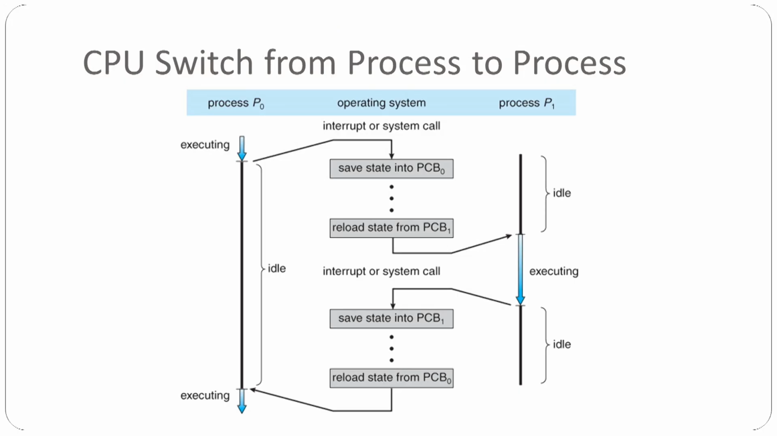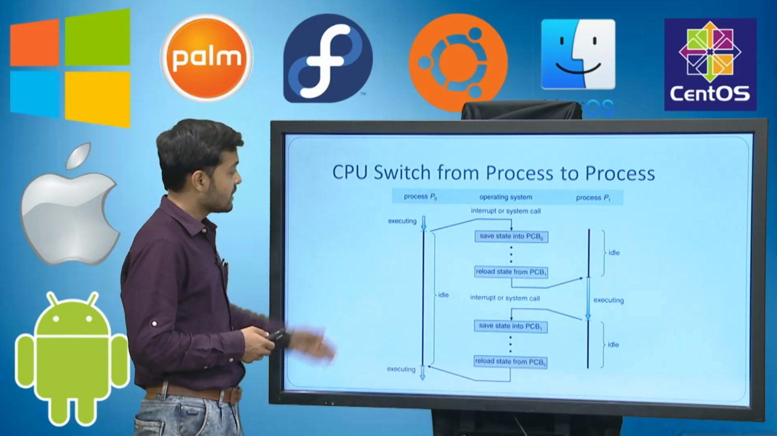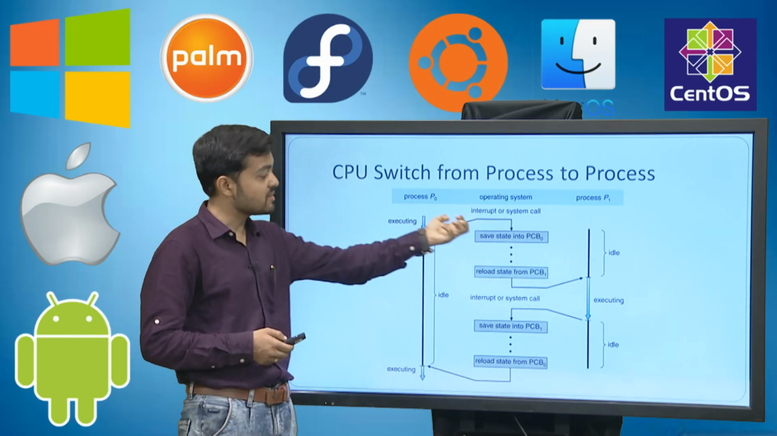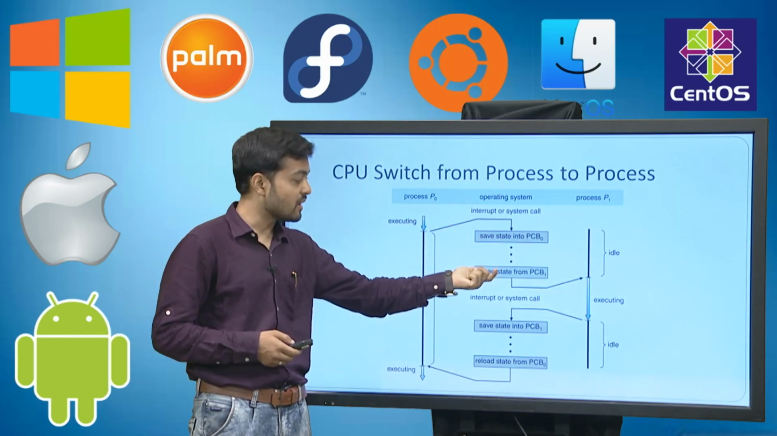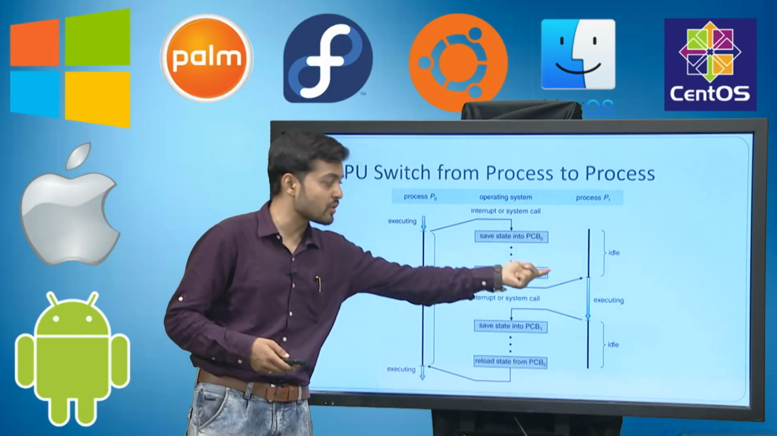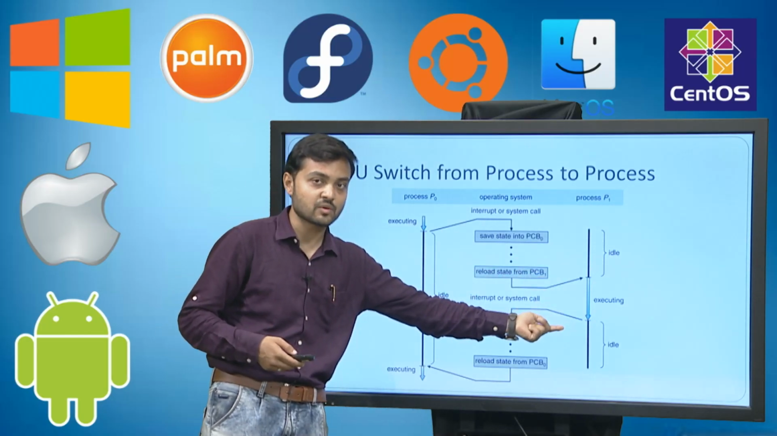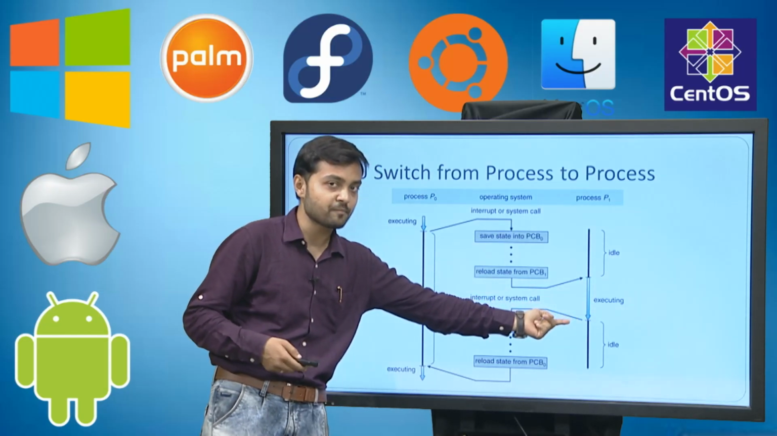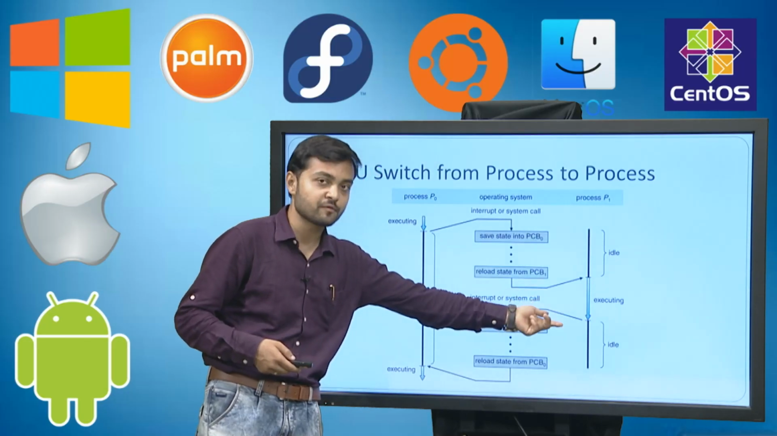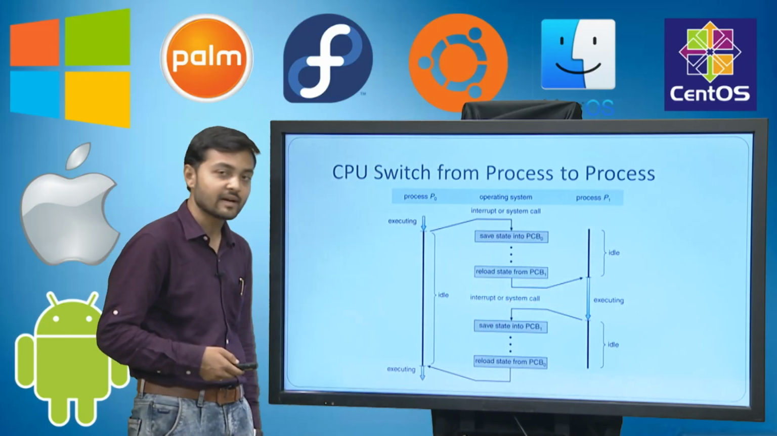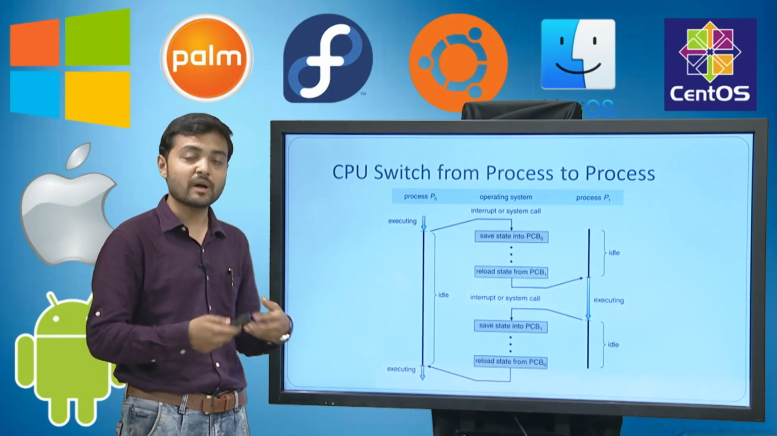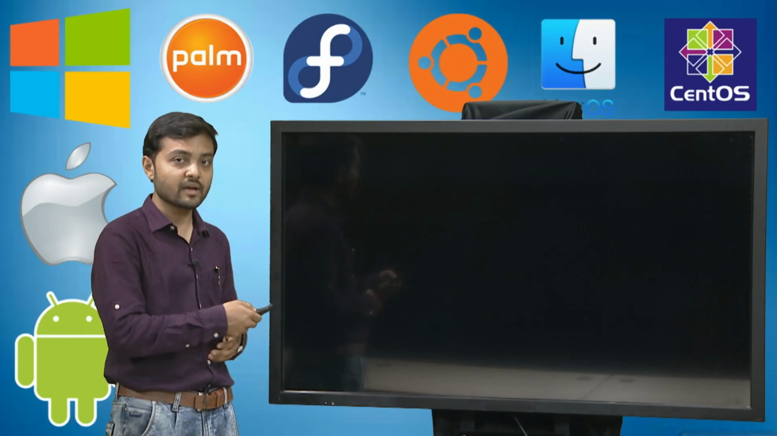So this is what happens when the CPU switches from one process to another process. Concentrate on the figure. Here at this point of time, process P0 is executing, and when an interrupt comes, the PCB of it will be saved and the PCB of another process, let us say process 1, will be restored, and process 1 will get the CPU and start execution. At some point of time, some interrupt comes and the PCB of process 1 will be saved and the PCB of process 0 will be restored, and process 0 will get the CPU. So this switching will be performed by what part of the operating system? It will be done by the scheduler.